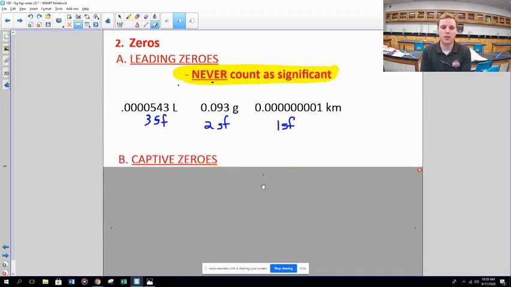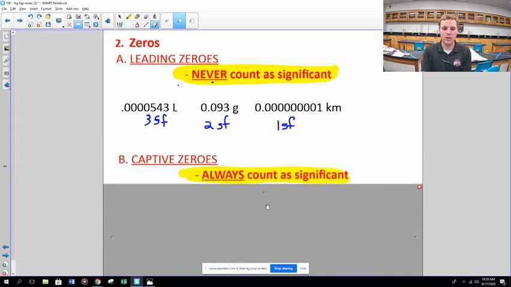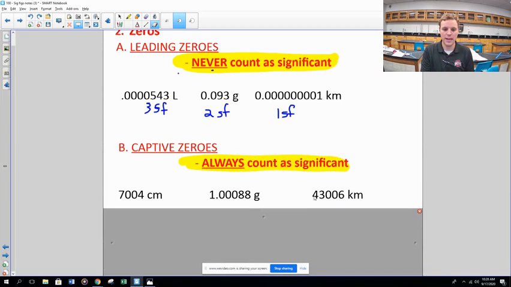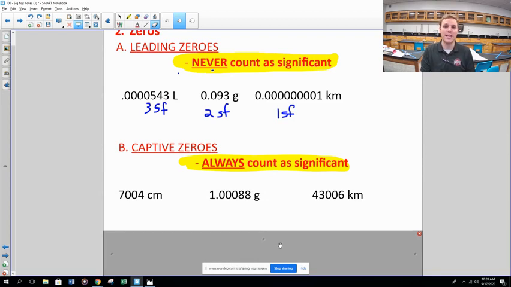Now, another type of zeros are called captive zeros. So captive zeros always count as significant. Again, you definitely want to write that down. Leading zeros are never significant. Captive zeros are always significant. Mr. Pilcher, what do you mean by a captive zero? Well, a captive zero is any zero that is in between, sort of think of like a sandwich, non-zero numbers.